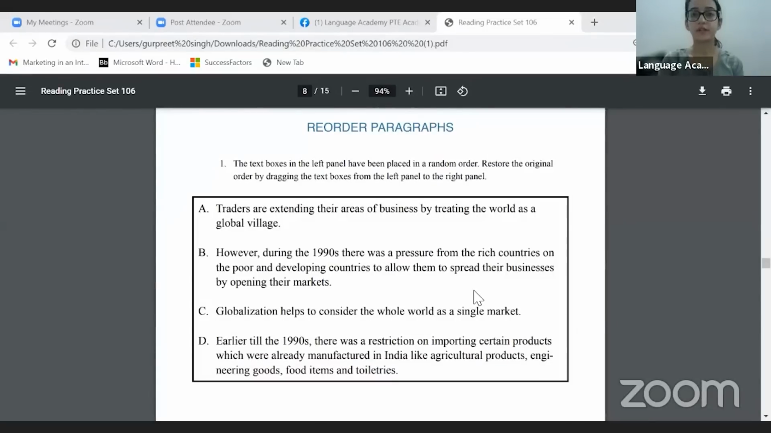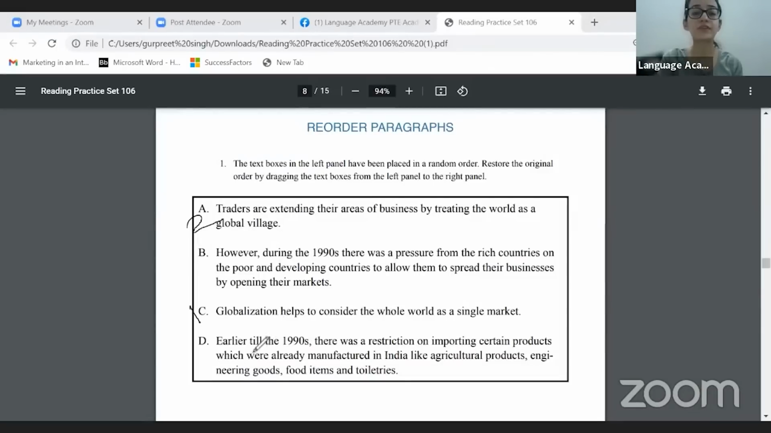Very good. Well done. So C is the first sentence because it contains our topic. Globalization helps to consider the whole world as a single market. And then we further explain what is globalization. Traders are extending their areas of business by treating the world as a global village. Somewhat kind of same information.